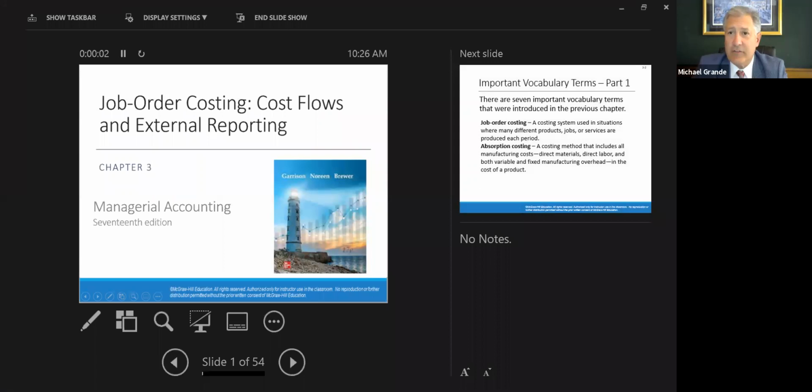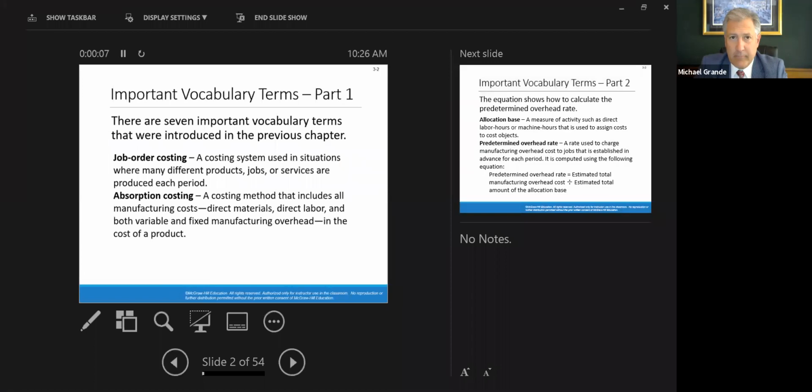So we get job order costing, cost flows, and external reporting. There's some important vocabulary here. There are 7 important vocabulary terms that were introduced in the previous chapter. Job order costing, the costing system used in situations where many products, jobs, or services are produced each period. Houses, airplanes, yachts. Absorption costing, a costing method that includes all manufacturing costs, direct materials, direct labor, and both variable and fixed manufacturing overhead, in the cost of our product.